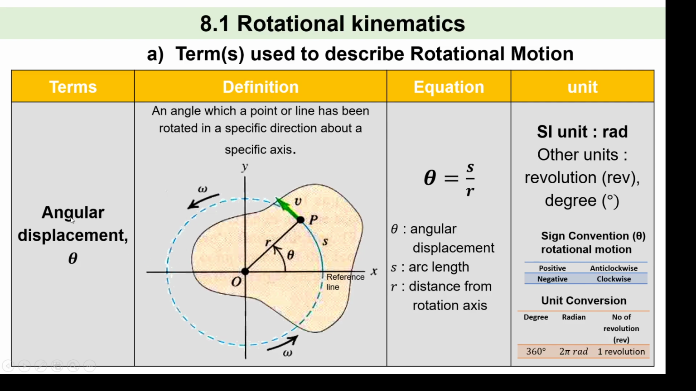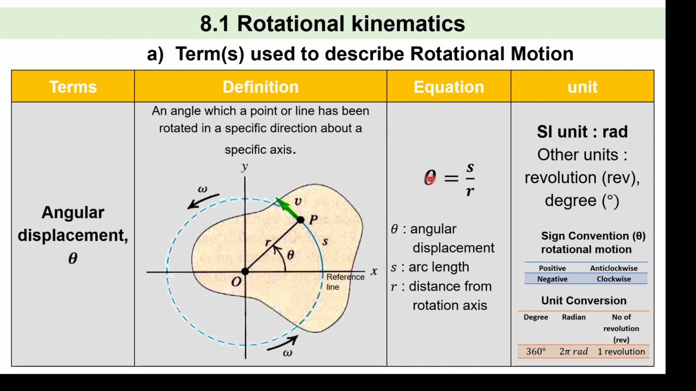So what is the definition of angular displacement? It is defined as an angle to which a point or a line has been rotated in a specific direction about a specific axis. Let's say you have a rigid body here, and then you have your specific axis there, and a particle P, which is moving in an anti-clockwise direction. If you want to find theta here, it should be the arc length divided by the distance from the particle to the rotational axis. The mathematical definition is shown in the next part.